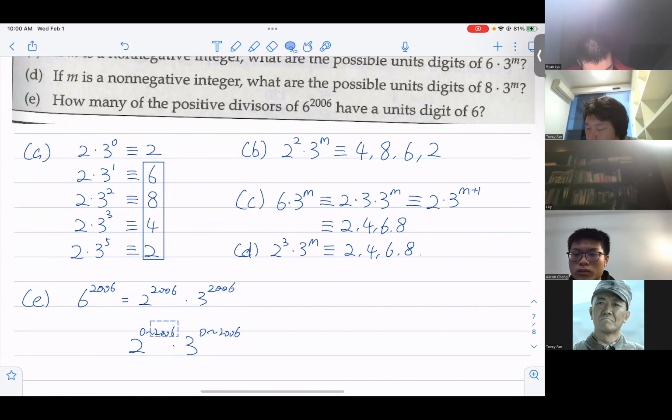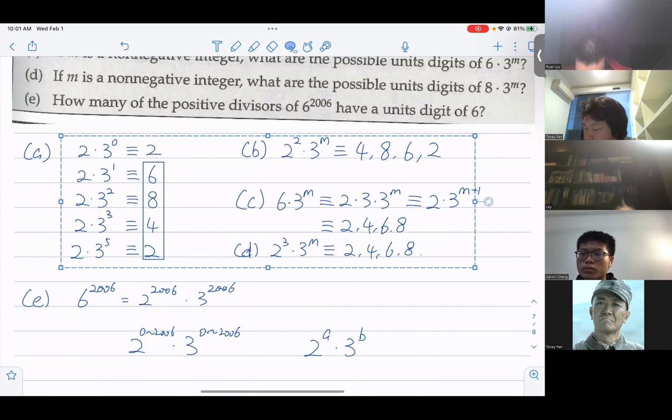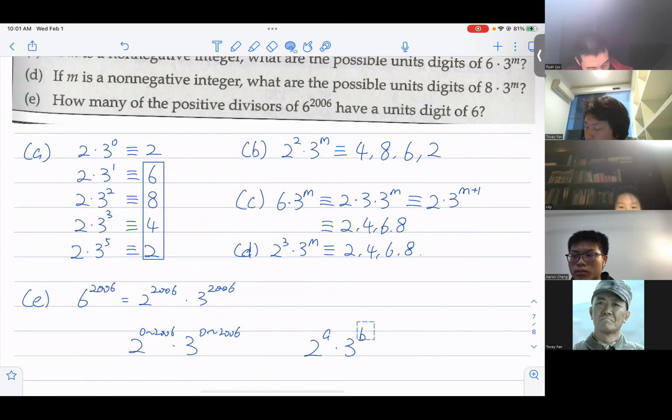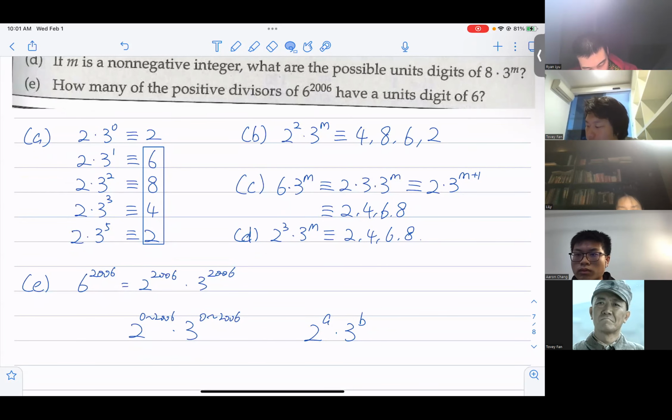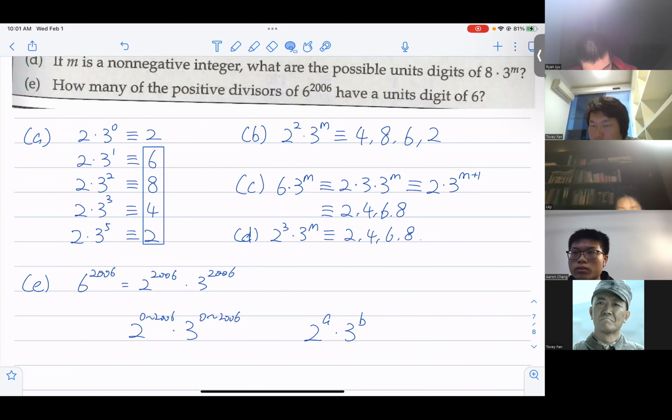Because the divisor has to be in the form of 2 to the a times 3 to the b, right? So try to do some explorations on your own, and then try to find out what a and b have to satisfy in order for you to have a units digit of 6 here. And then after you find out the criterion, you will be able to find the number of choices for each, multiply them, and find the total number. The total number is around 1 million something.